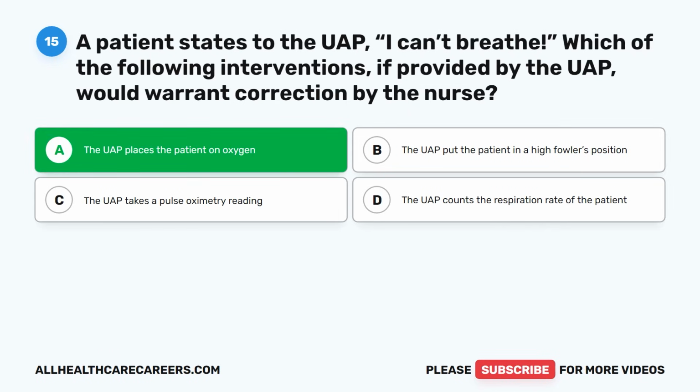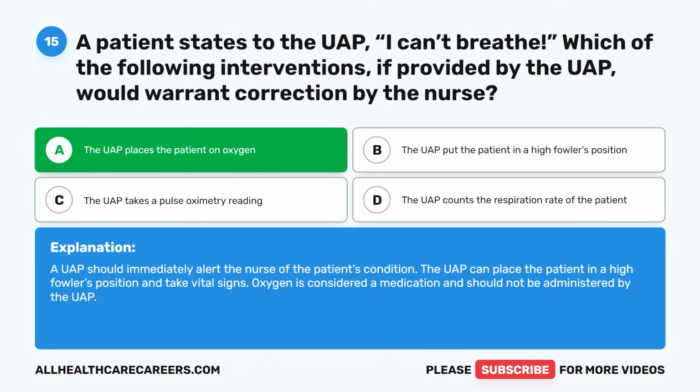The correct answer is A. The UAP places the patient on oxygen. A UAP should immediately alert the nurse of the patient's condition. The UAP can place the patient in a high Fowler's position and take vital signs. Oxygen is considered a medication and should not be administered by the UAP.